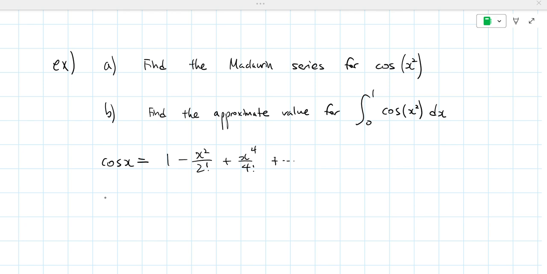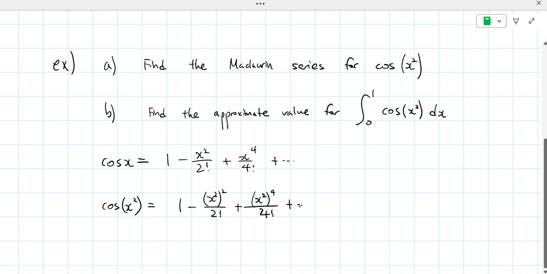Alright, so if cosine of x is that, what is the value of cosine of x squared? Can I find a Maclaurin series for cosine of x squared? Well, hopefully it's not rocket science here. We simply put x squared in place of x. It was that easy, yeah.